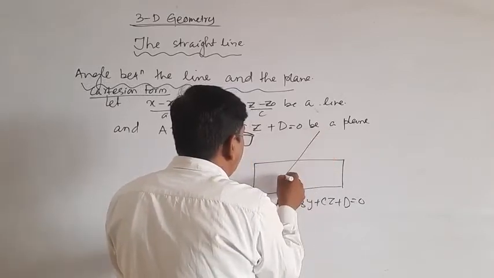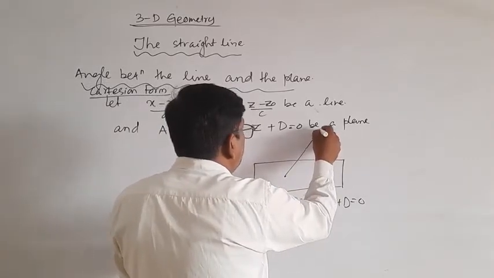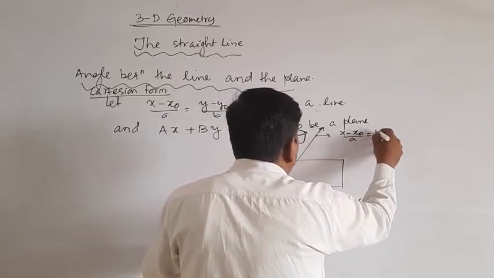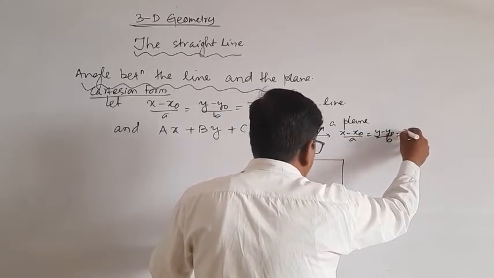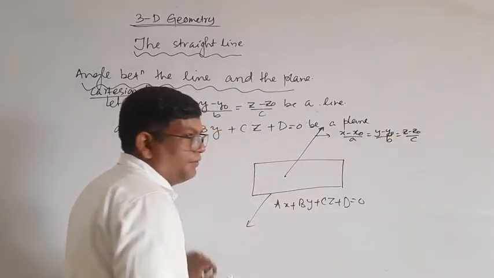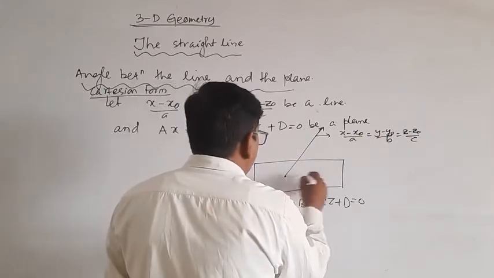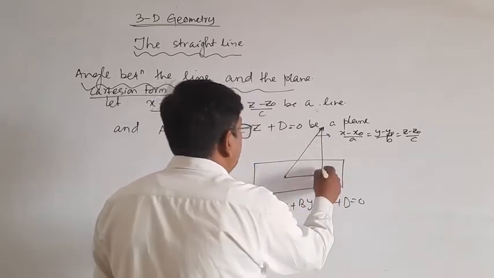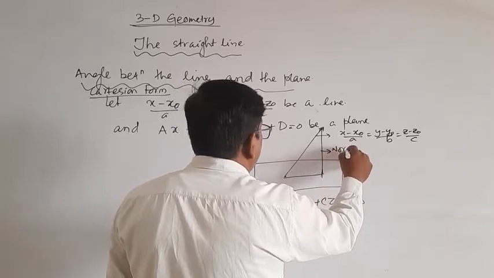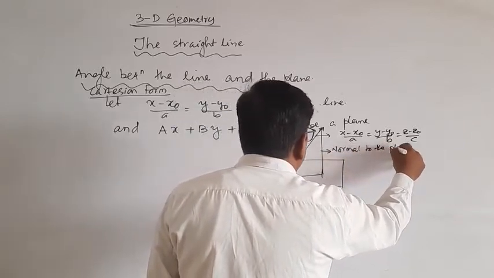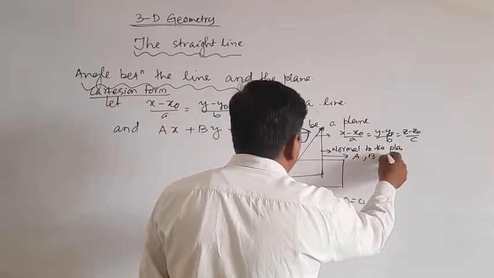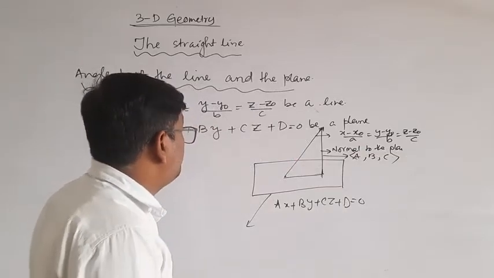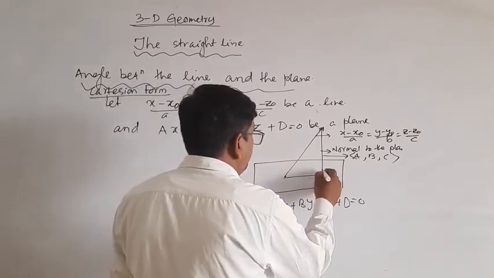So the line is like this. Suppose this is a straight line whose equation is (x minus x naught)/a, (y minus y naught)/b, (z minus z naught)/c. Now suppose the normal is here, this is normal to the plane whose DCs are capital A, B, C. Clear?